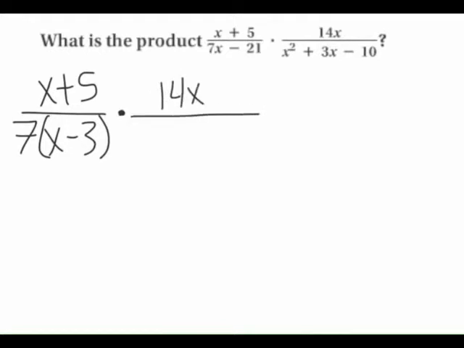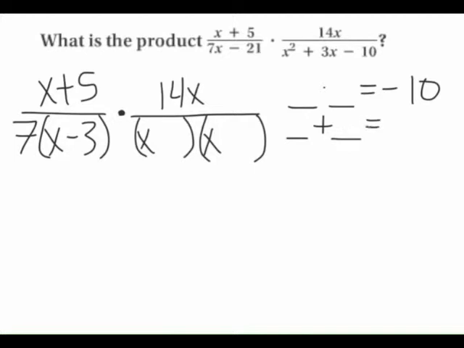Now on the bottom here we have a quadratic trinomial. That means that we're going to have to factor this into something that looks like this: two sets of parentheses. We can use the shortcut here, because there's an invisible 1 multiplying the x squared. That means the factored form is going to look like this: x in the front, x in the front. The question is, what is the magic number that goes here and here? Well, let's think. What two numbers multiply to equal -10 and add to equal 3?